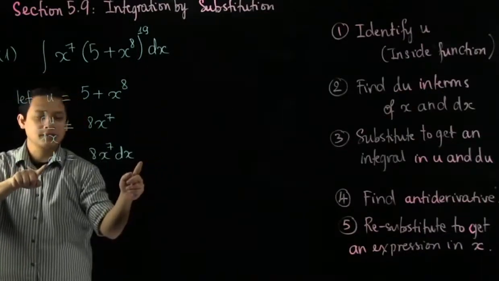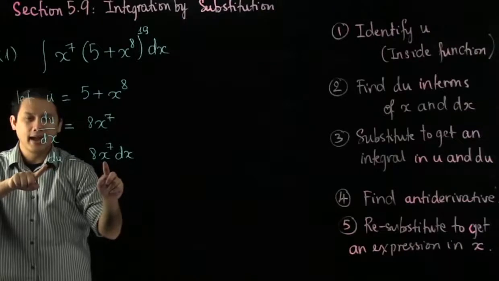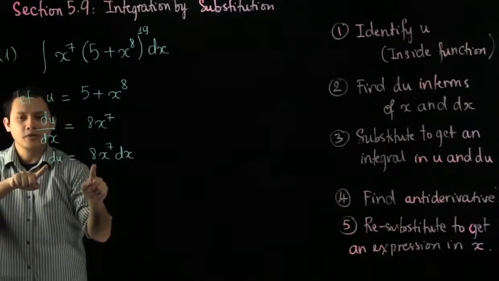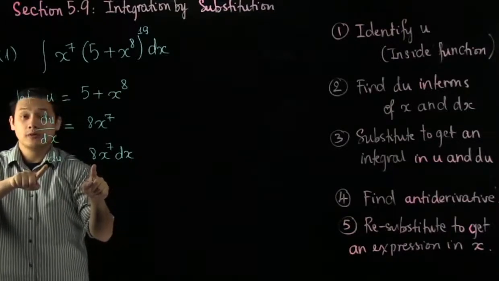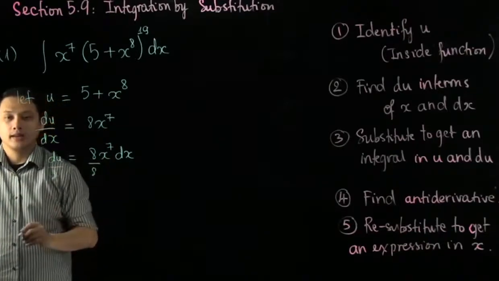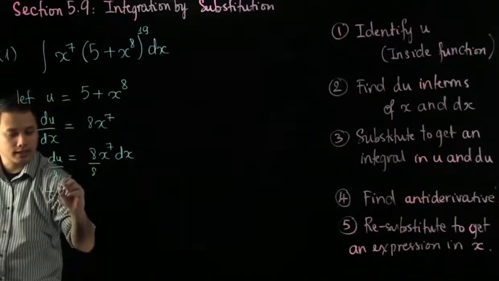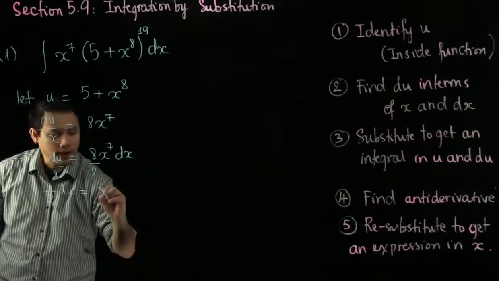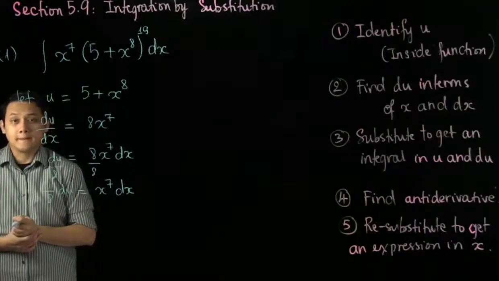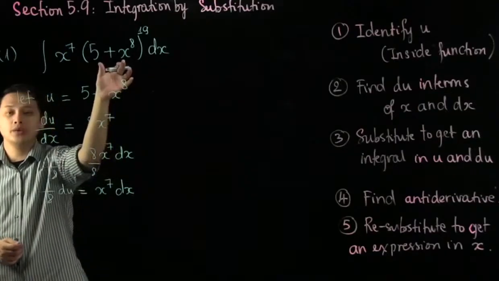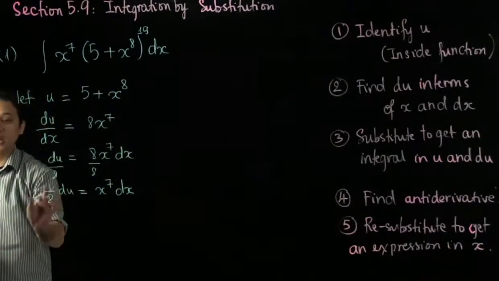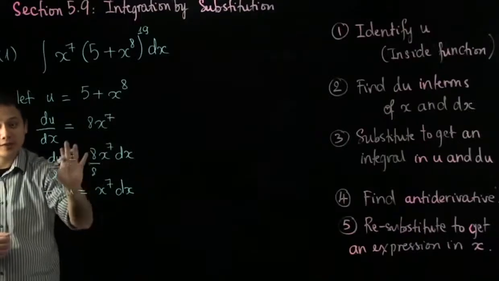And you go back here for the substitution part. You say, okay, I have x to the 7 dx, but I still have the 8 here. Can I get rid of it somehow? The way to do this is just to divide both sides by 8. And you end up with 1/8 du equal to x to the 7 dx. This is good, because now not only do you have u equal to the inside function, x to the 7 dx is now equal to something related to du. So this is step 2.